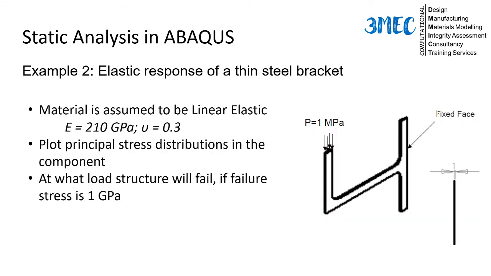The second example, I have brought it for a thin steel bracket, same profile, but it's a very thin bracket, and pressure is again 1 megapascal. Material properties are the same. Again, you have to plot the principal stress distribution and compare and find out at which load this is going to fail. For thin structures, if your load and geometry are symmetric and you have stresses in the thickness direction to be 0, which is generally the case in such situations, then you can use the plane stress case and convert your 3D problem into a 2D problem.